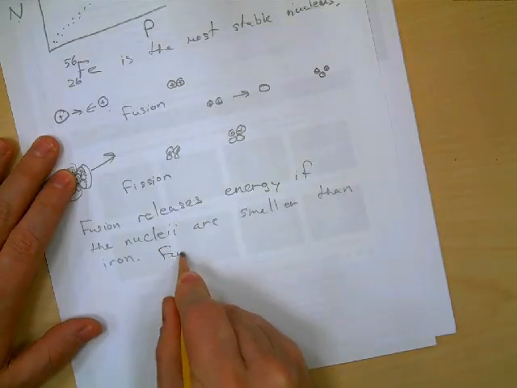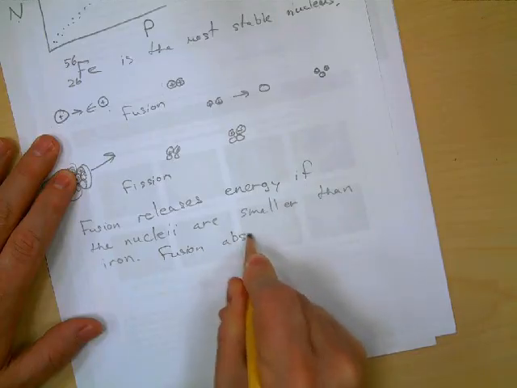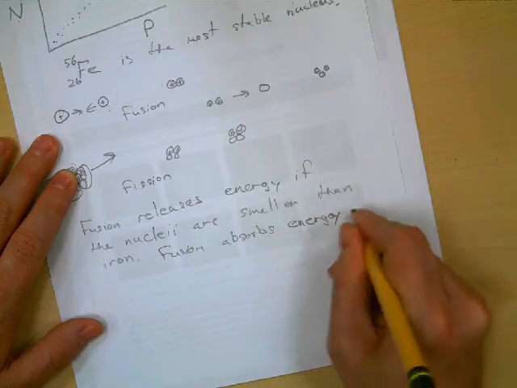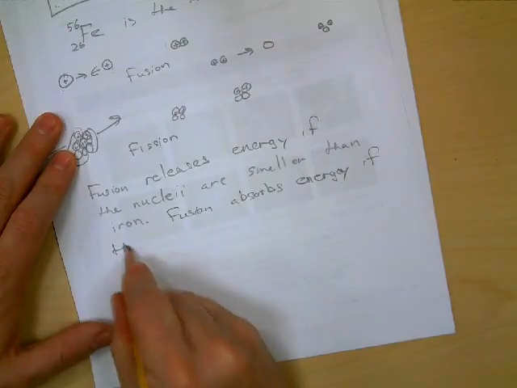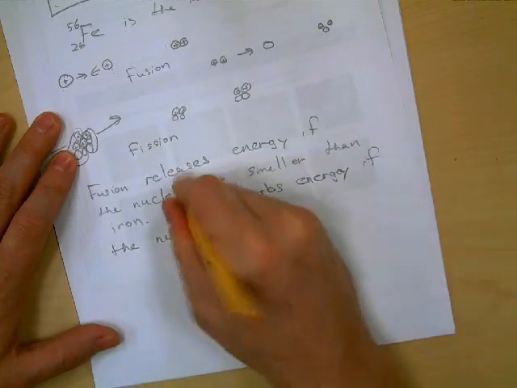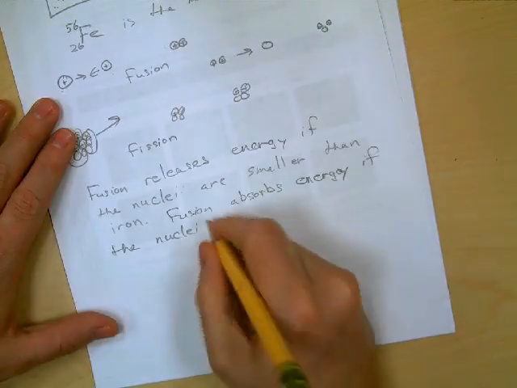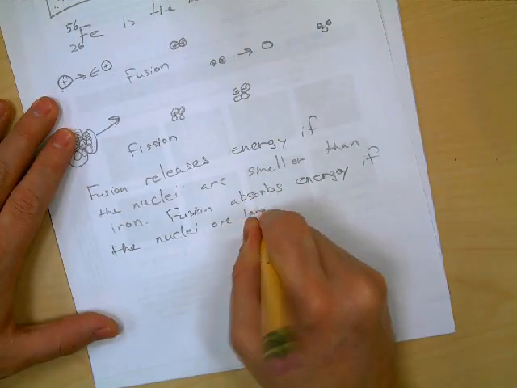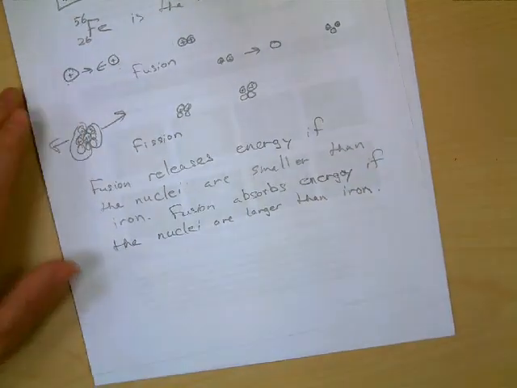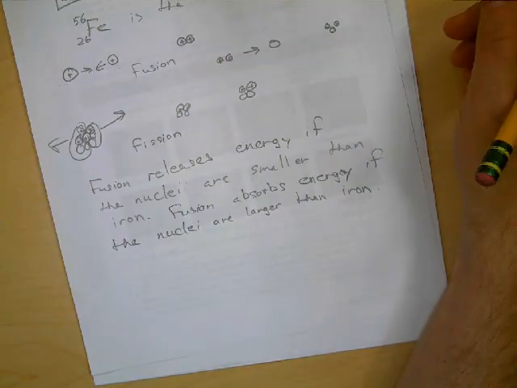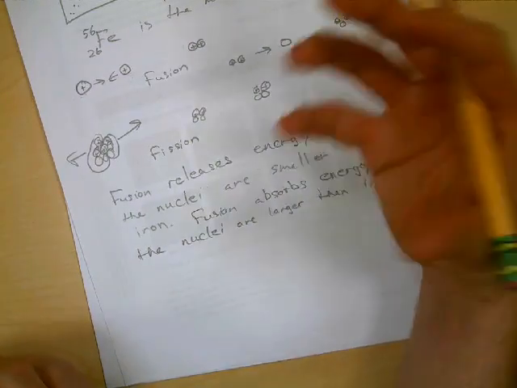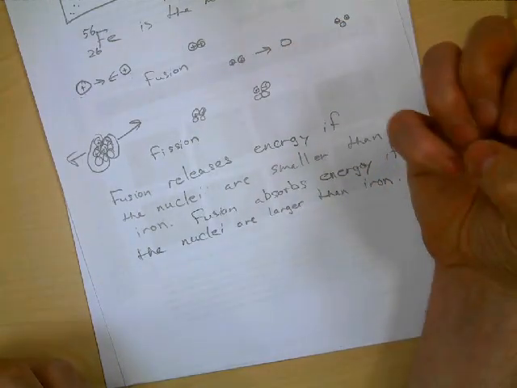So fusion absorbs energy if the nuclei are larger than an iron nucleus. So you can take uranium and plutonium and fuse them together. That's physically possible, but it would be a very cold reaction. It would take away energy. It would not generate anything.